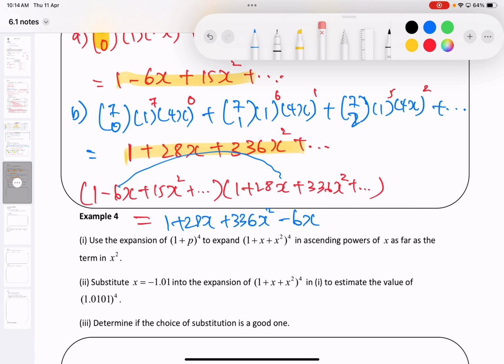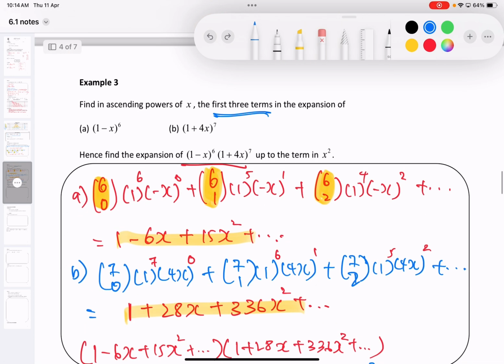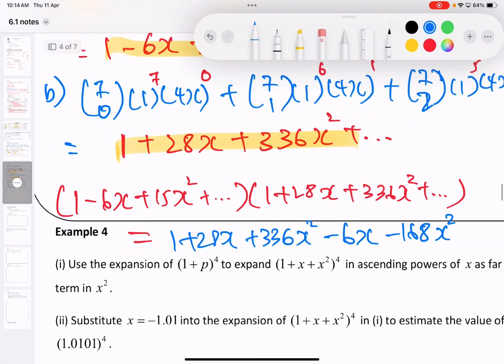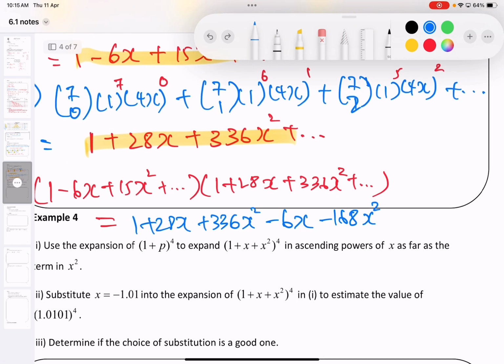So let's use the calculator. Negative 6 times 28 gives me negative 168x squared. How about the next one? Negative 6 times 336x squared. Should I proceed with this one? No. Why shouldn't I proceed? Because they only want us to expand up to the term x squared, and if I were to multiply 6x with x squared, I'm going to get x cubed. So I don't need to do that one. It's a waste of my time. I'll move on to the next one.